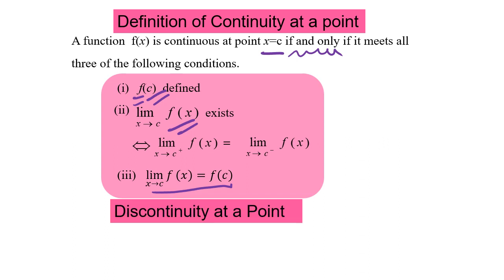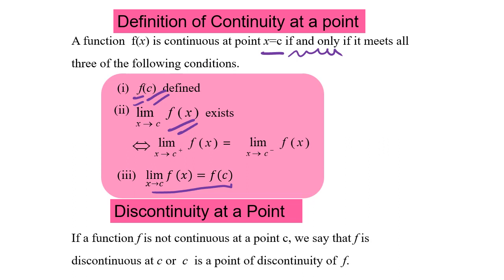How about discontinuity at a point? It means that it doesn't meet one of these three conditions. If a function f is not continuous at point c, we say that f is discontinuous at c, or c is the point of discontinuity of f. So this is how we explain the continuity.